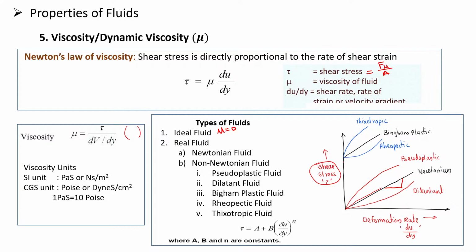Now, in case of Bingham plastic fluid, we need some initial stress. We need some initial stress value like this. And after that, if we apply the stress, it will deform continuously, just like a Newtonian fluid. Likewise, thixotropic fluid is also there, rheopectic fluid is also there.